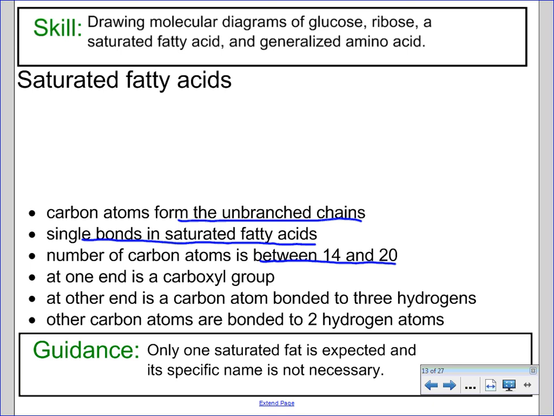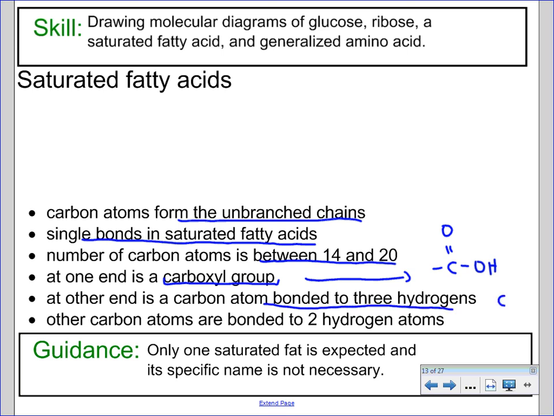So if you draw 14, it's fine. At one end is going to be a functional group referred to as a carboxyl group. That carboxyl group is defined as a carbon double bonded to an oxygen, and then that same carbon is bonded to a hydroxyl group. And then the fourth bond will be that carbon attached to that chain of carbons. And then at the other end is a carbon atom bonded to 3 hydrogens.